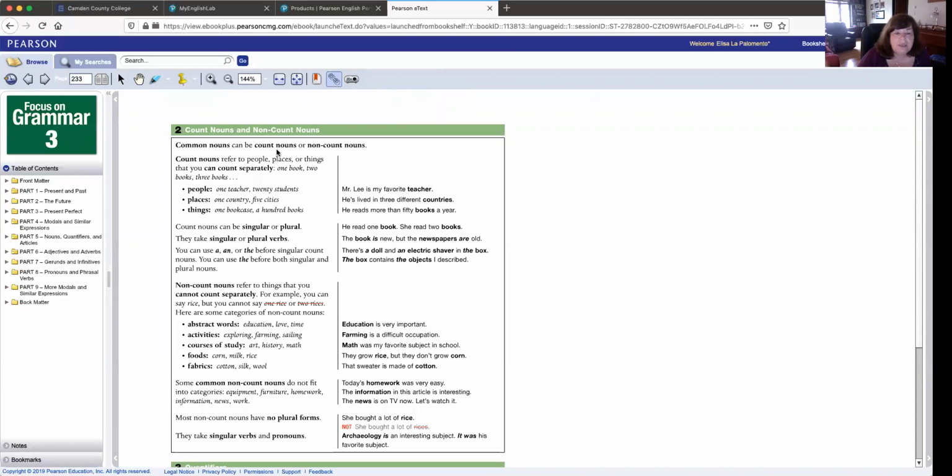Common nouns can be count nouns or non-count nouns. We already talked about that. So count nouns refer to people.